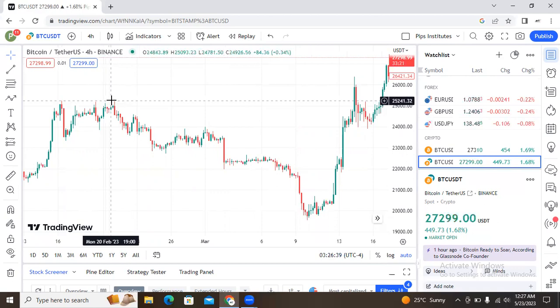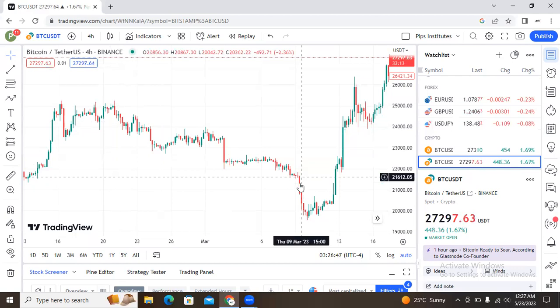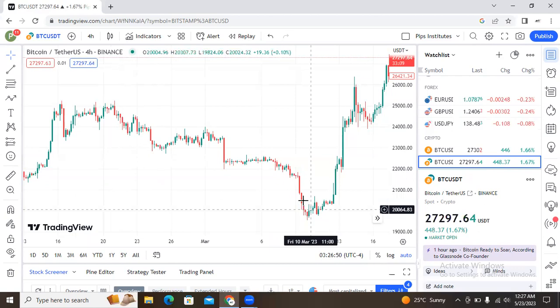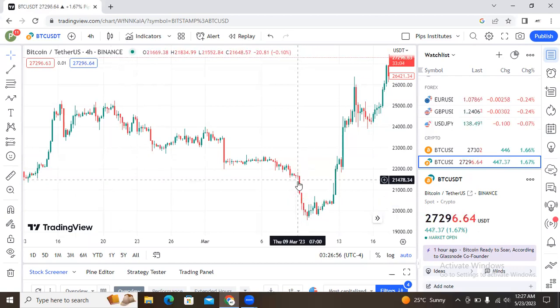So it only depends on you, what you really wish to do about it. This is another example of a mitigated block, but this time around, it really made it past the market and did not come back to mitigate. So it is not always every time that you're going to see this kind of thing playing out day in, day out.